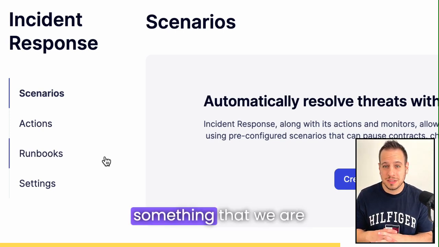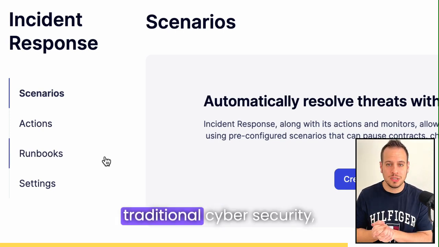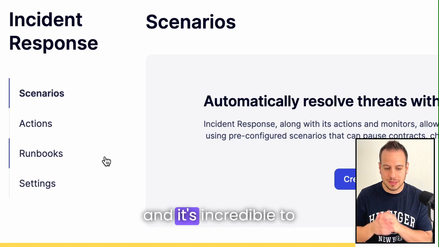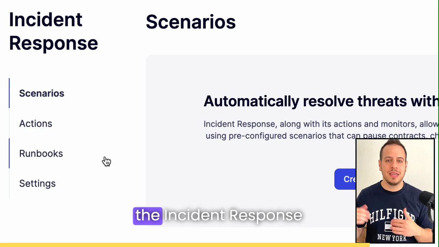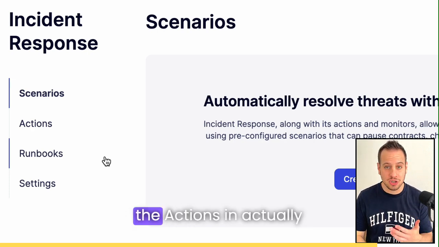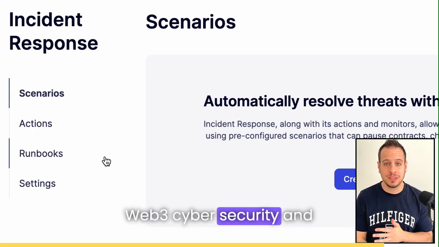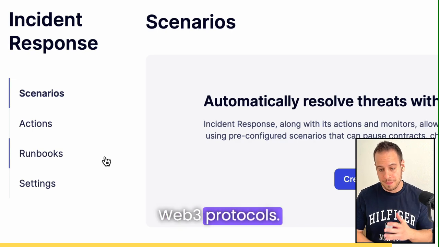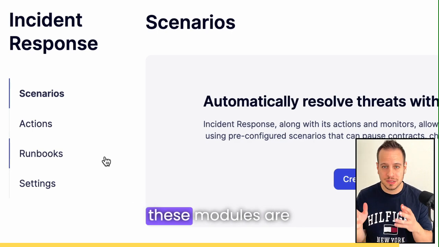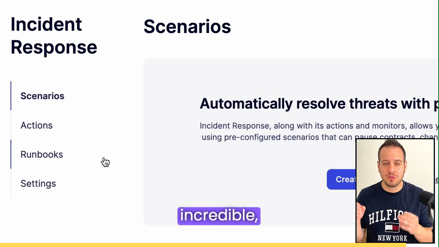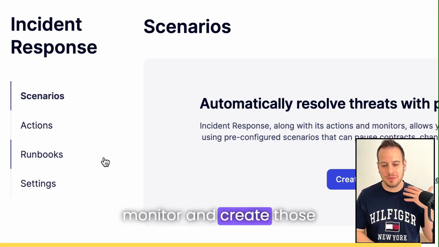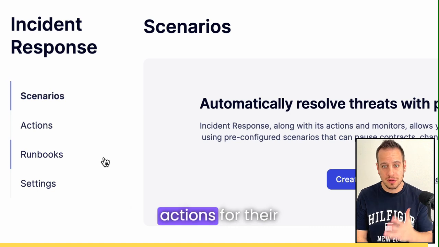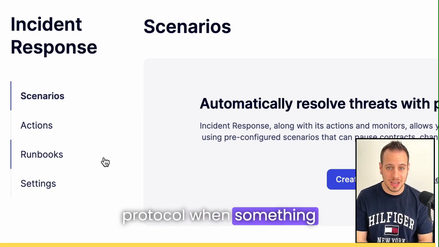Incident response is something that we are used to in Web2 traditional security. And it's incredible to see that OpenZeppelin is actually leveling up the incident response and the monitoring and the actions in actually Web3 security and Web3 protocols. And these features and these modules are amazing, incredible, and a great help for Web3 protocols to monitor and create those incident response and actions for their protocol when something goes wrong.